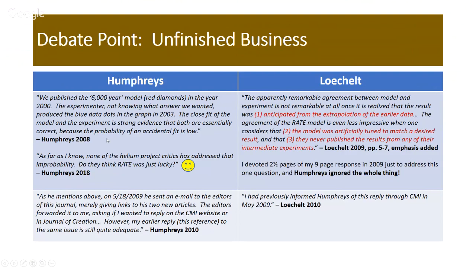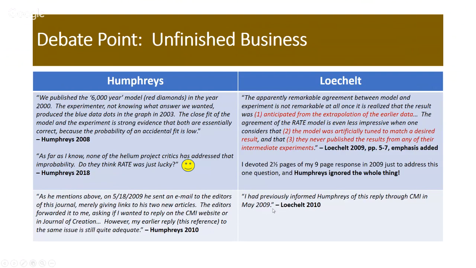I said, the apparently remarkable agreement between model and experiment is not remarkable at all once it is realized that the data was, number one, anticipated from the extrapolation of the earlier data. The agreement of the rate model is even less impressive when one considers that, number two, the model was artificially tuned to match a desired result, and that, number three, they never published the results of any of their intermediate experiments. I wrote this in 2009, and even though it's been out there now for 9 years, it's never been acknowledged by Humphreys.